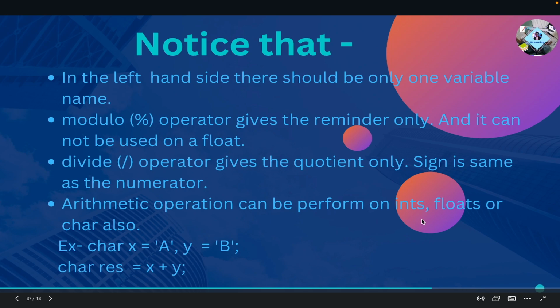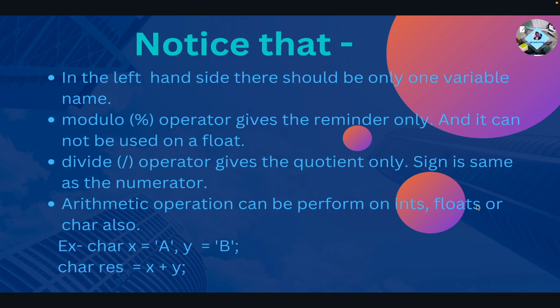Now arithmetic operations can be performed on integers, float, and character also. Arithmetic operations like addition and subtraction can be done on integer, float, and character. Like we can add two character variables, right? So x equal to a and y equal to b. We can add those. So that result will be ab, right? Because this is also a character. Okay.